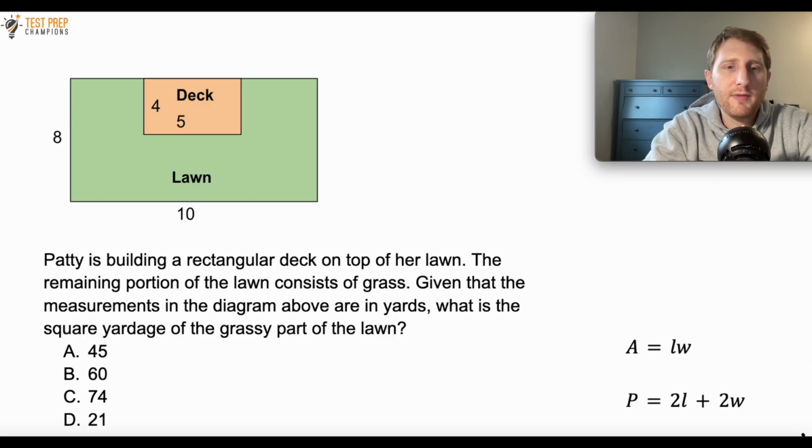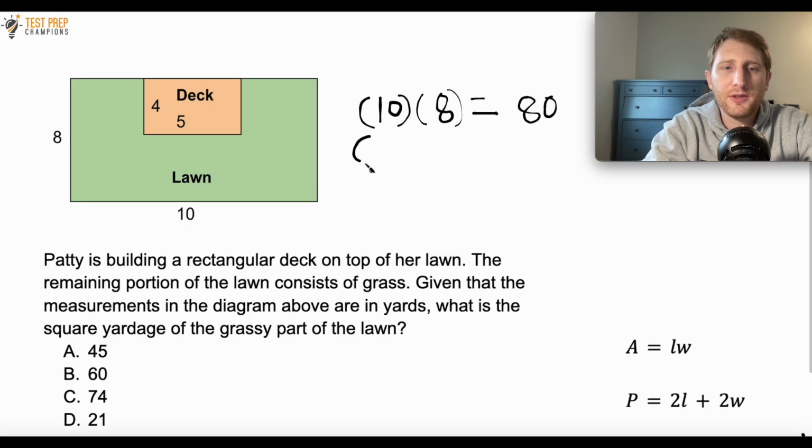Okay, so what we have to do here is find the area of the whole lawn, and then we're going to find the area of the deck portion, and we're going to subtract. So basically, I'm going to start by doing 10 times 8. So that's the first area calculation that I'm going to do, and 10 times 8 is 80. Now the second area calculation that I'm going to do is 5 times 4.